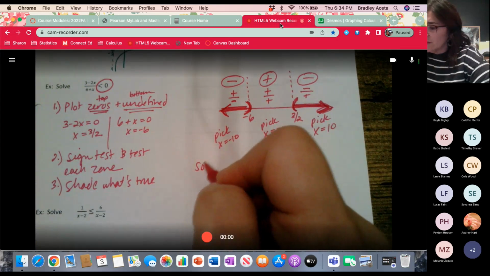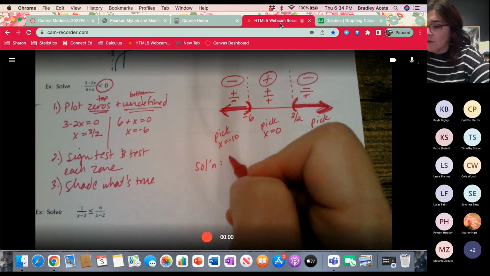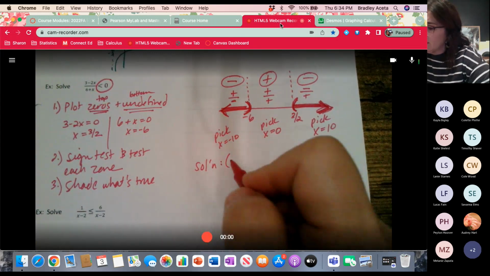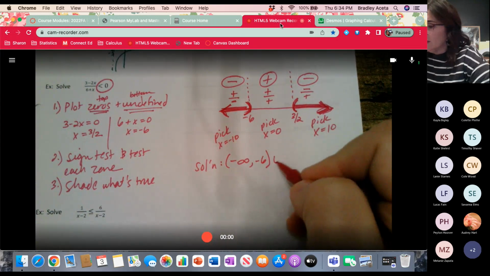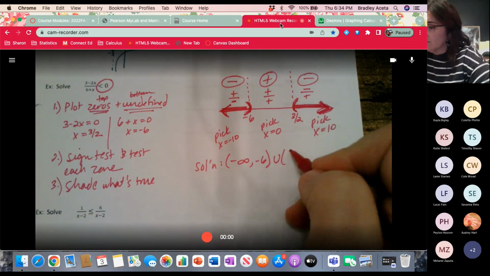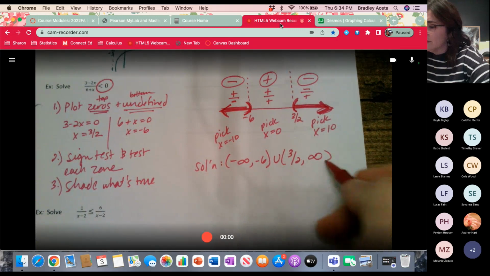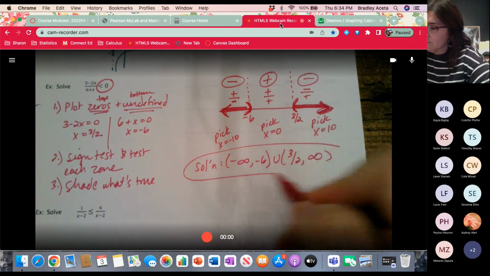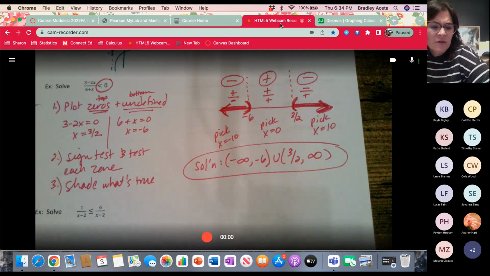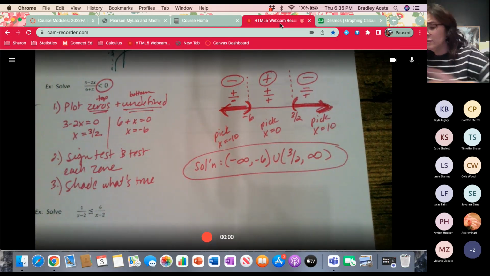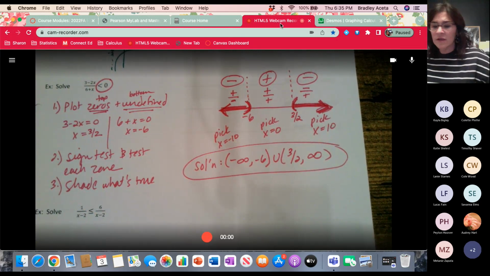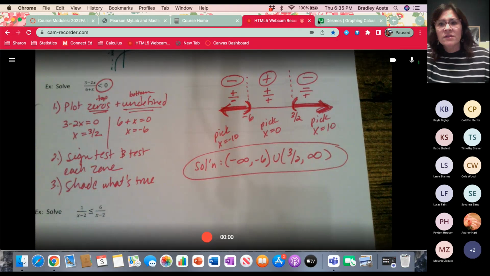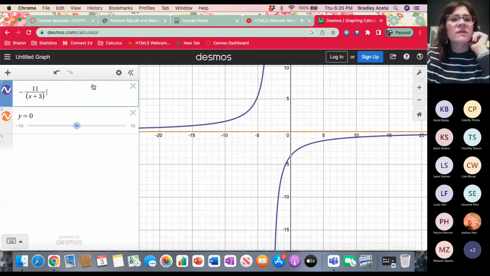So your solution would be from -infinity to -6, united with 3/2 to infinity. And that's how you could do a sign test on these inequalities. Again, you could plug them into the calculator and look to see the answers, or into Desmos. And actually, let's do it right now while we're here and see what it looks like.